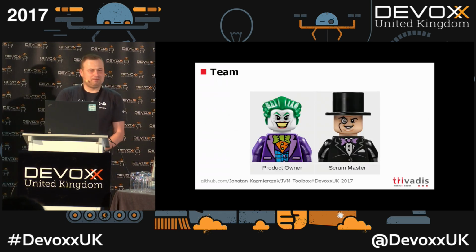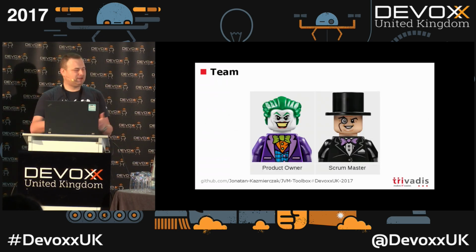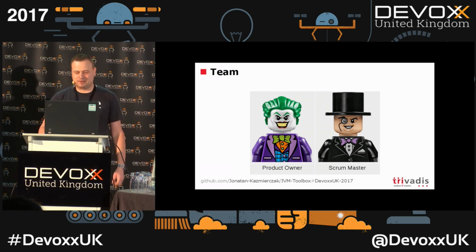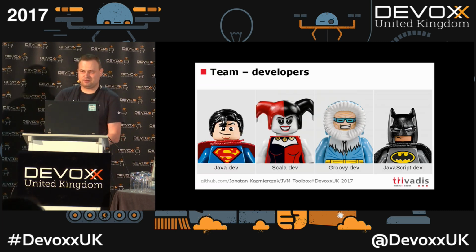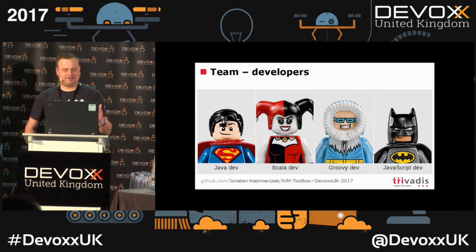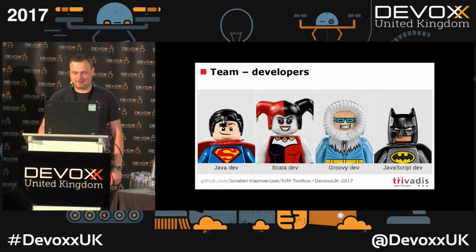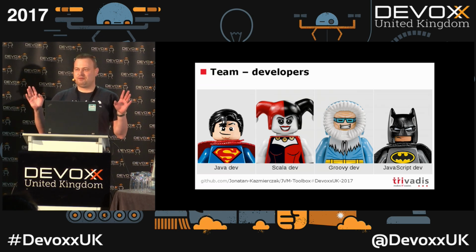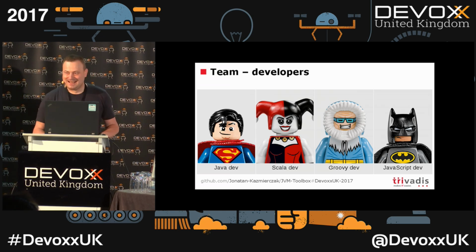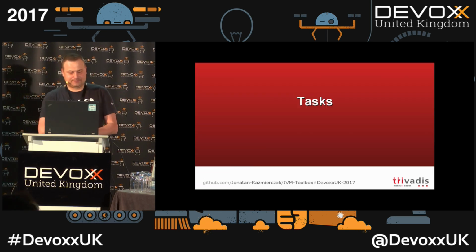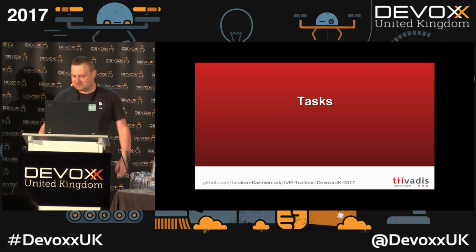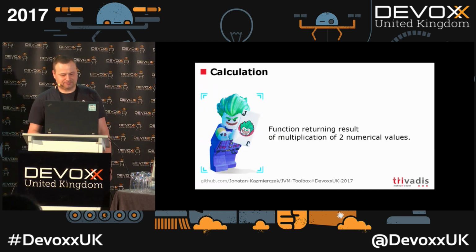Now, the team. Tools are important, but the team is also important. We work in Scrum, so there are product owners, of course a Scrum Master, and a bunch of developers: Java developers, Scala, Groovy, and JavaScript developers. I hope the audience here represents all of those four groups. Great. Now, time to start our tasks.